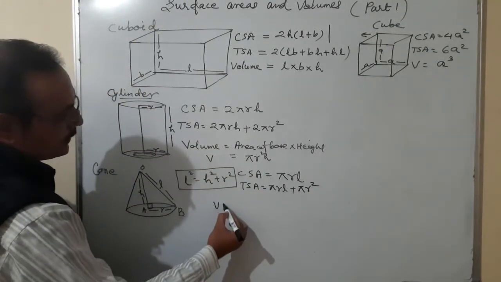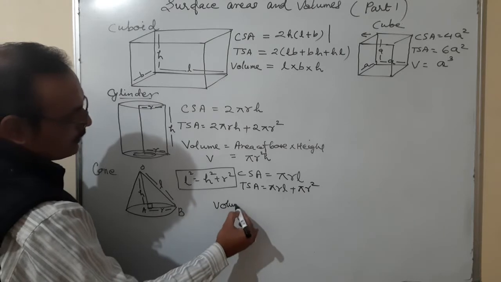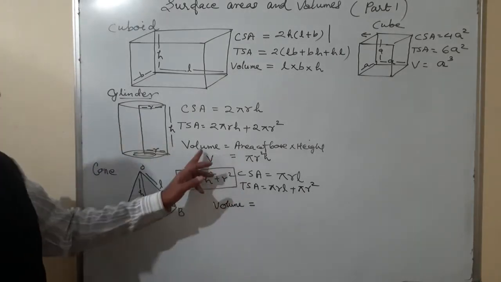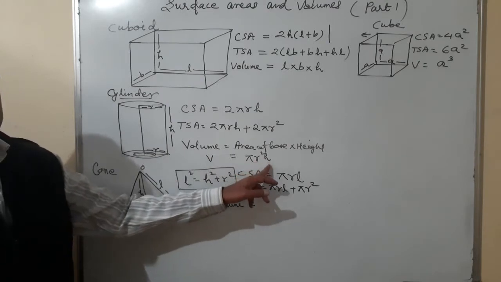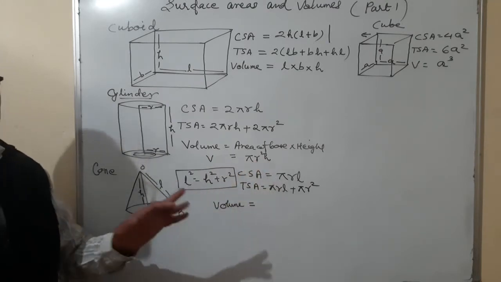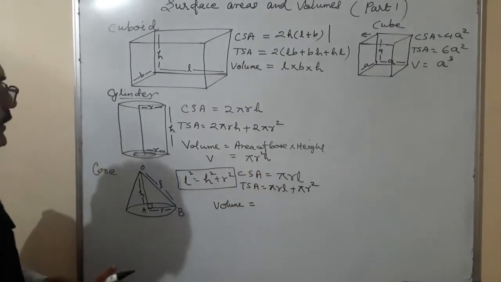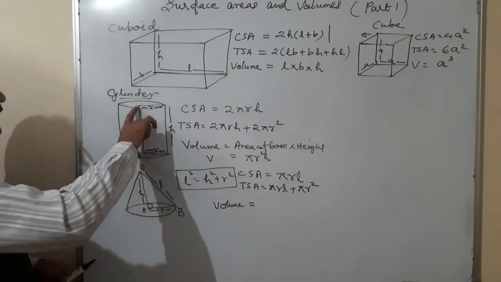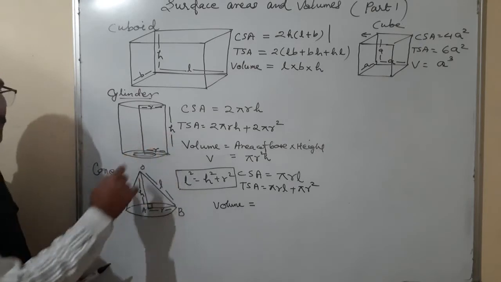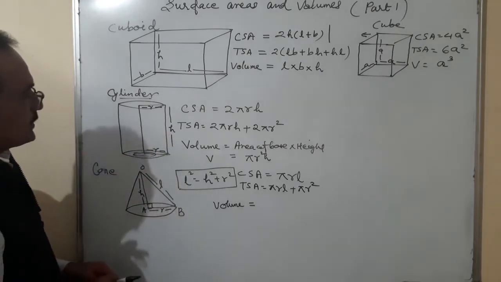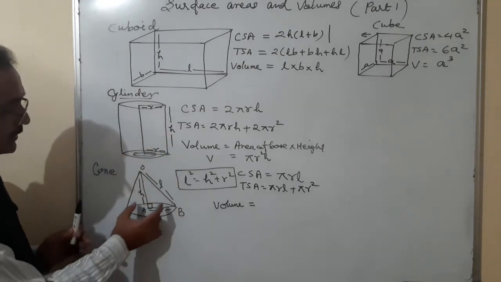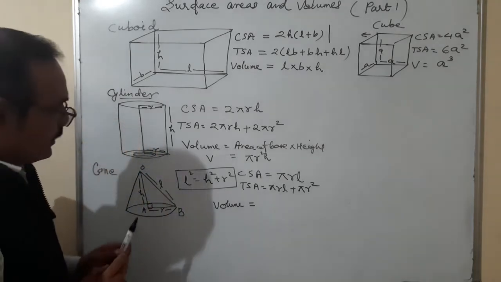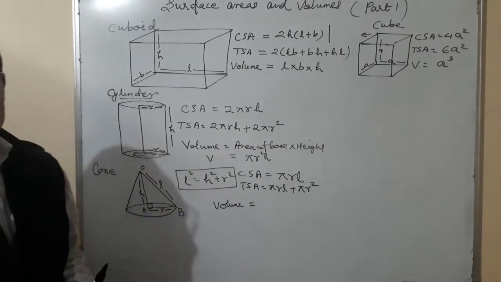And the volume of it, you will remember in such a way. The volume of a cylinder is equal to pi r square h. Volume of a cone is equal to 1/3 of pi r square h. For example, suppose this is a cylinder and that is a cone. If their height and their radius are both the same, then the capacity of this cone is 1/3 of the capacity of the cylinder.